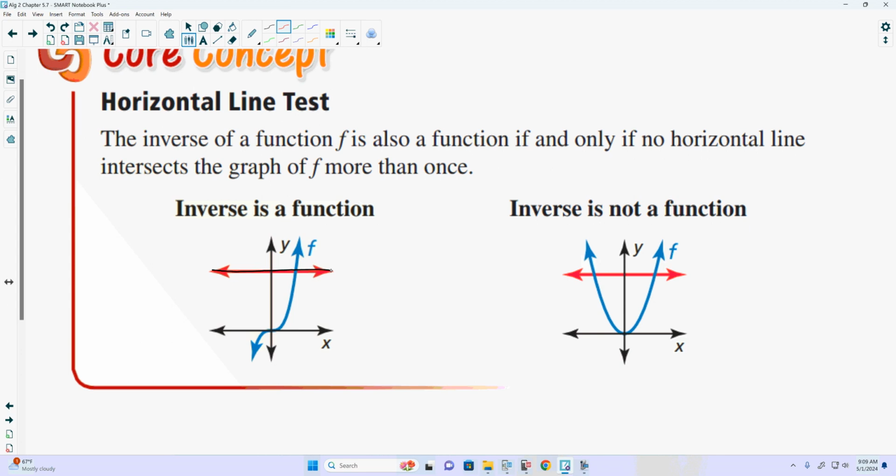Because when we look at the inverse, we're switching the x and y. So we're switching the domain and range. We're flipping it. So if, like this one here, the second one, it does not pass the horizontal line test, it crosses at two places, it still has an inverse. But its inverse is not a function. Because if we switch the x and y, the domain and range for this here, its inverse is going to look something like this here.